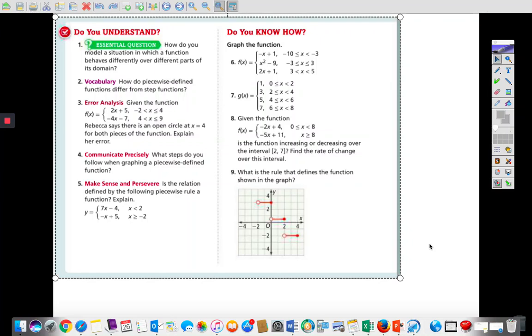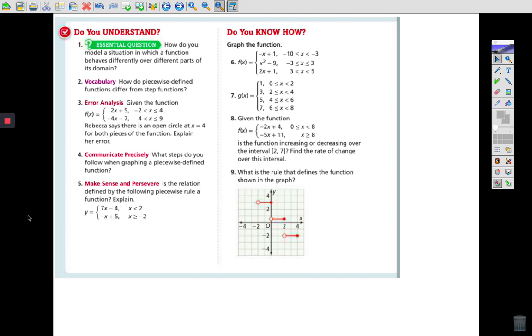We're going to go over these problems. Do you understand and do you know how? Those are the problems that you were supposed to do for homework last night.